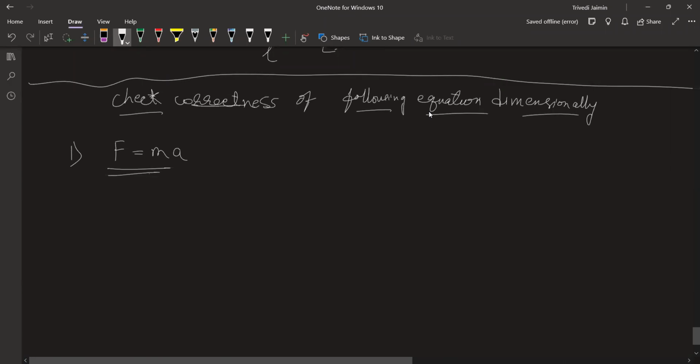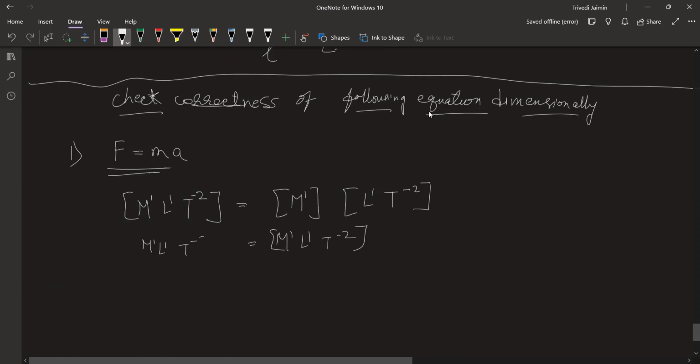Now we know force, right? What is force? M1 L1 T minus 2. Let's go with mass, M1, and for acceleration, L1 T minus 2. So M1 L1 T minus 2, it's correct and it is dimensionally correct. Right? I did this easy question.